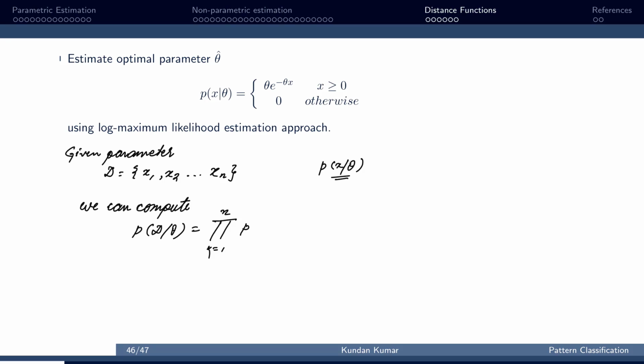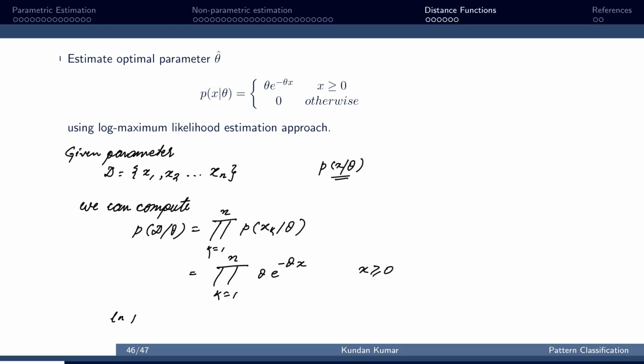So here we have the expression like this. Okay, so we can put the density expression as theta e to the power minus theta x when x is greater than or equal to 0. Okay, so now we have to compute the log likelihood of theta. So we have to take the ln of this term.